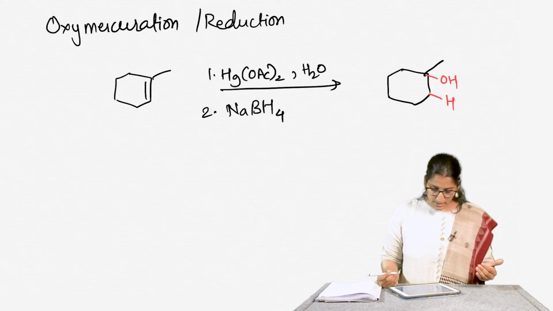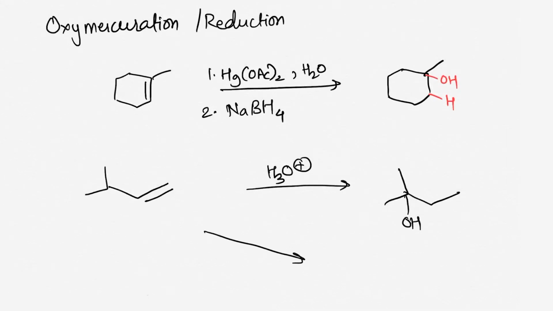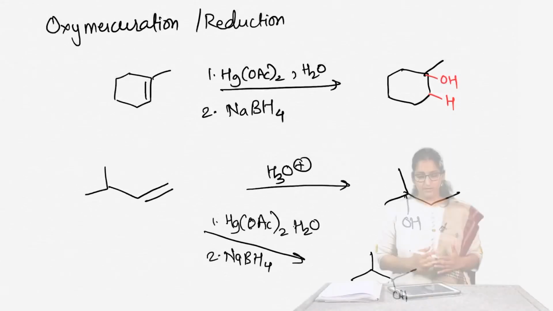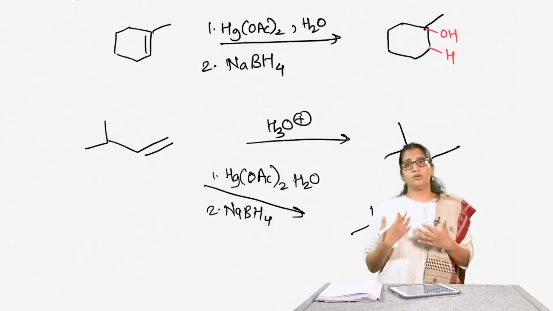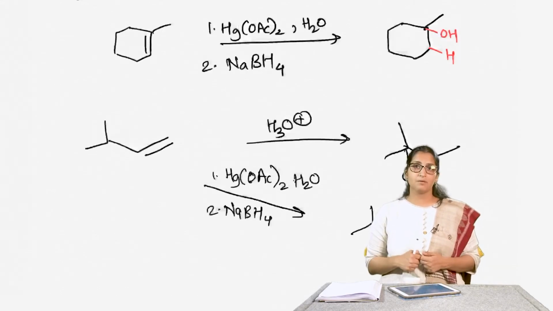So herein, for example, if I do this particular reaction, we had seen that with H3O plus, your major product is going to look like this. Whereas if I want to do the same reaction with oxymercuration and reduction, you would form the product without rearrangement, and the product would look like this. Okay, so this just gives us another tool, another way to do the same transformation but also achieve it in a very specific manner.